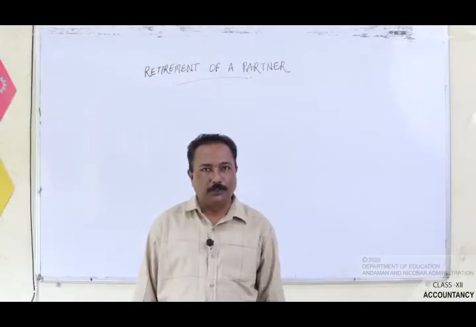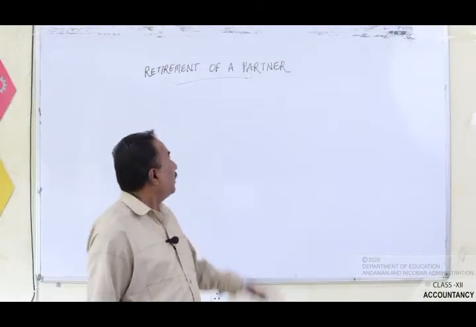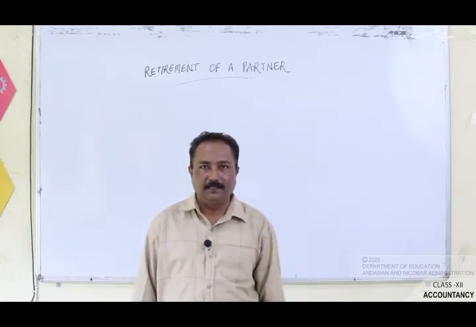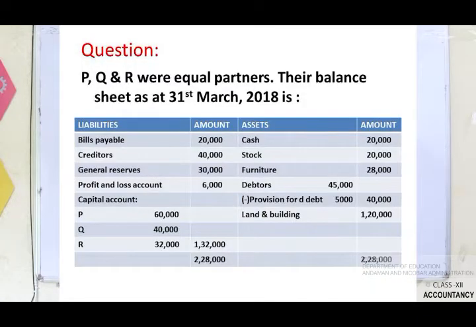Hello students, today we will see a numerical question of a retirement of a partner. The question is: P, Q and R were equal partners. Their balance sheet as at 31st March 2018 is: bills payable rupees 20,000, creditors 40,000, general reserves 30,000, profit and loss account rupees 6,000 and capital account for P rupees 60,000, Q rupees 40,000, R rupees 32,000.